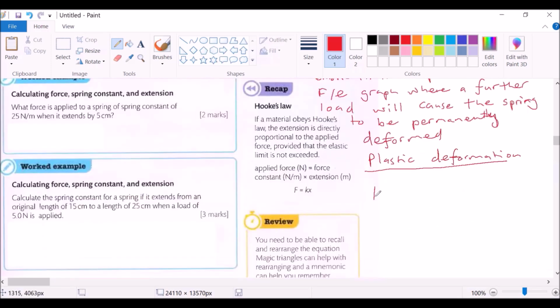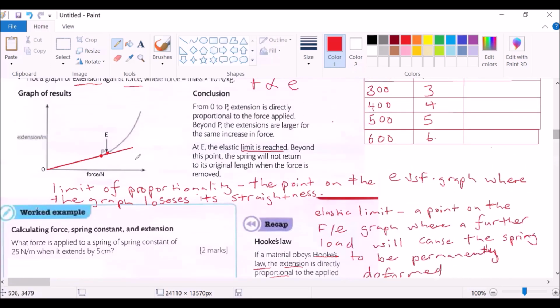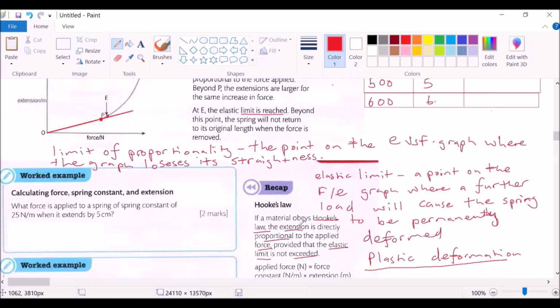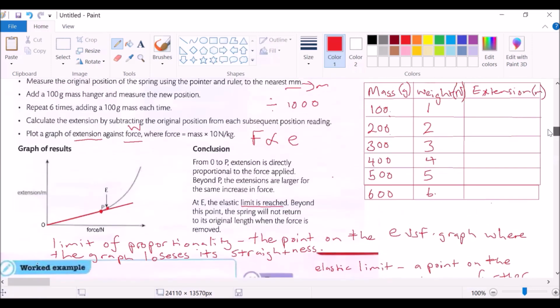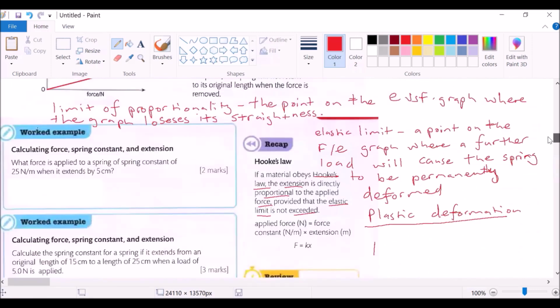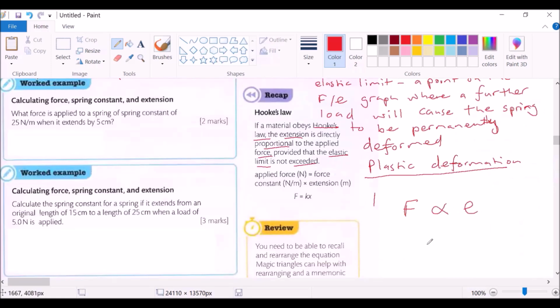For elastic deformation, if a material obeys Hooke's law, the extension is directly proportional to the applied force, provided that the elastic limit is not exceeded. So if we don't exceed the elastic limit, the extension is directly proportional to the applied force or weight. In this case, we are saying force is directly proportional to extension. So force is equal to some constant K times E, where K is what we call the spring constant.